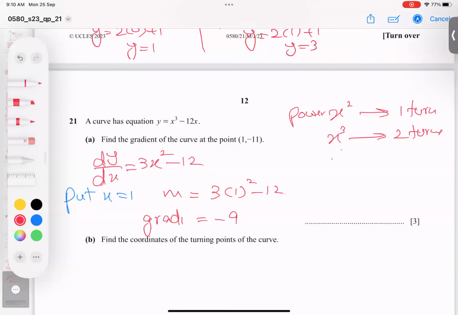Yes, okay, now it means for power 4, we have 3 turning points. It is a very clear basic thing. So 3 turns we have. Okay, so now he said turning points. So with highest power 3, we have 2 turning points.